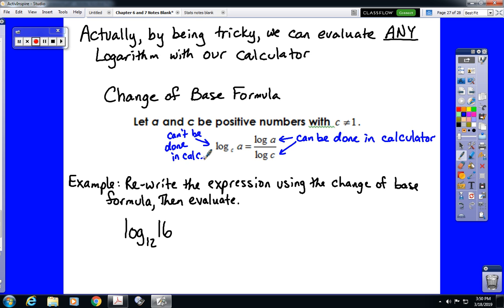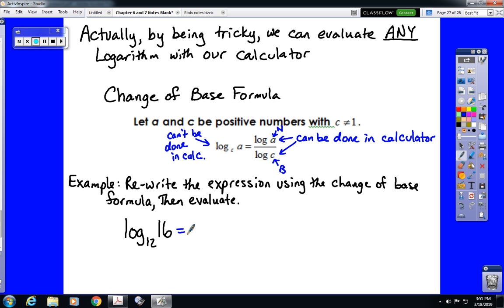So what we do is we take an expression and we rewrite it using this change of base formula. That is, we do the natural log of the number and the natural log of the base. We divide the common log of the number by the common log of the base. So down here it says rewrite the expression using the change of base formula, then evaluate. Notice with those directions you are not allowed to go straight to the answer. You have to rewrite the expression first.